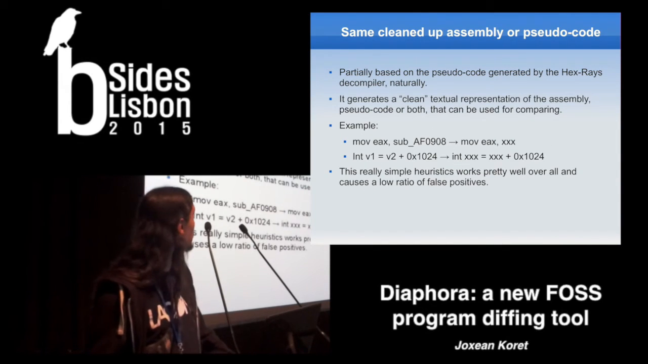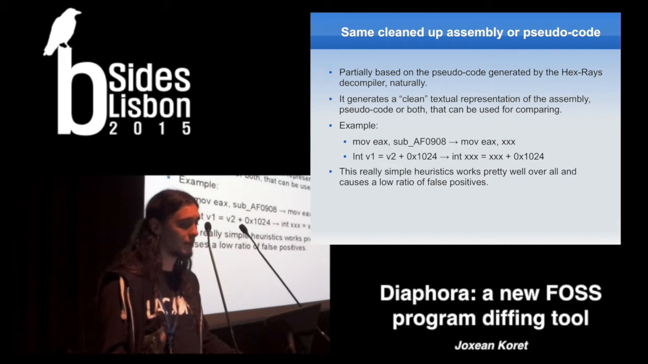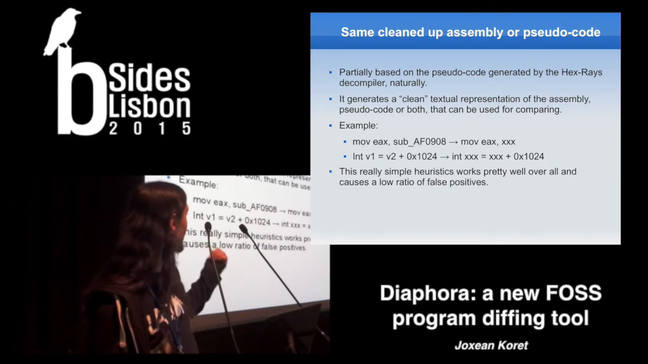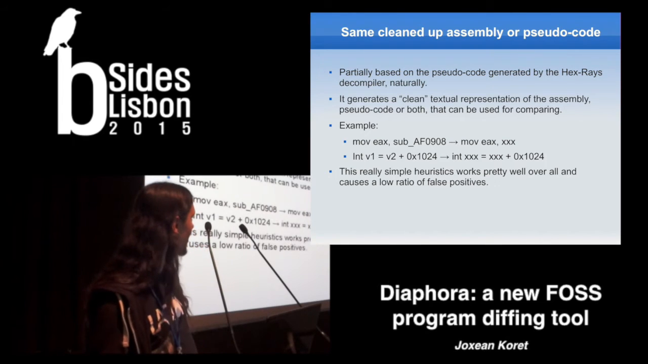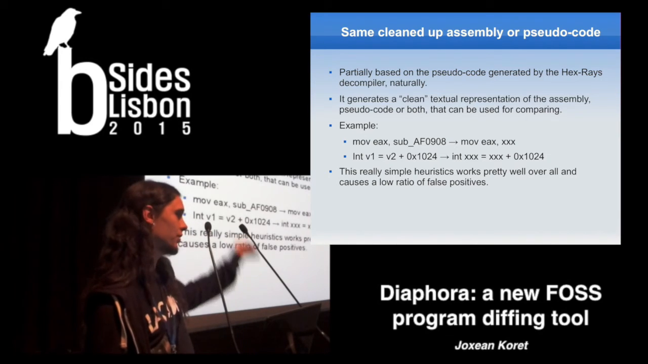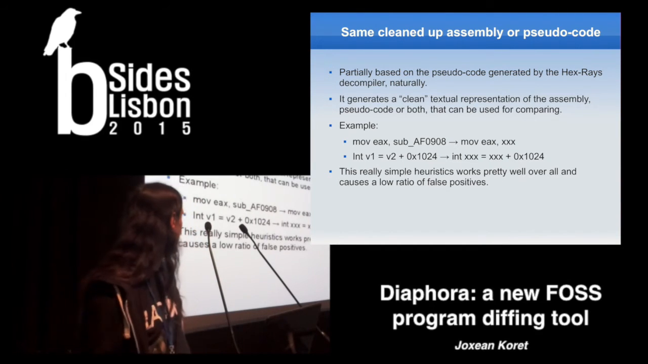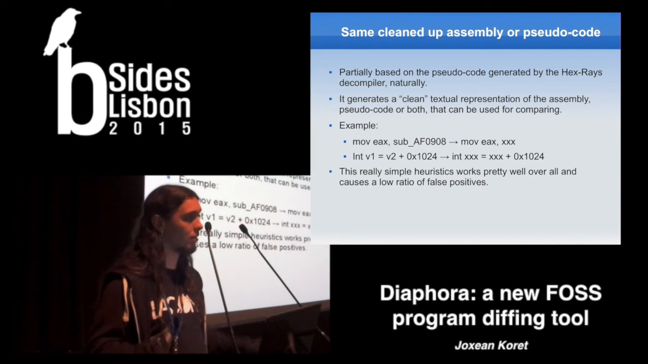Okay. How it works is the heuristic, the same cleaned up assembly or pseudocode. It is partially based on the pseudocode generated by the Hex-Rays decompiler, naturally. It generates a clean textual representation of the assembly, pseudocode or both, that can be used for comparing. For example, if you have an instruction like mov eax, sub_xxxx, it will simply remove the part that is auto-generated by IDA, and it will be like mov eax, XXX. If we have in the pseudocode, in the decompiler, int v1 = v2 + whatever, it will remove the auto-generated names for the variables. And it will be like int x = x + the constant. This is a very simple heuristic that works pretty well overall and causes a very low ratio of false positives.